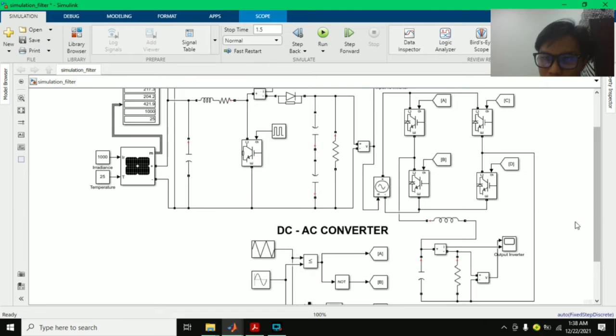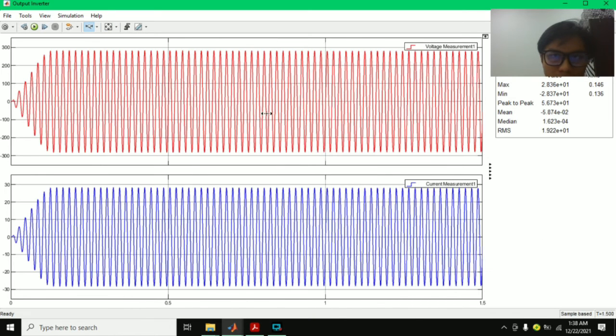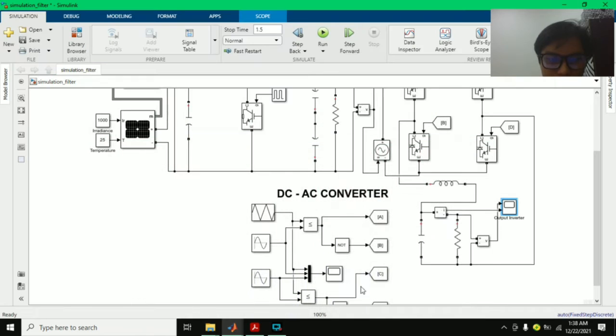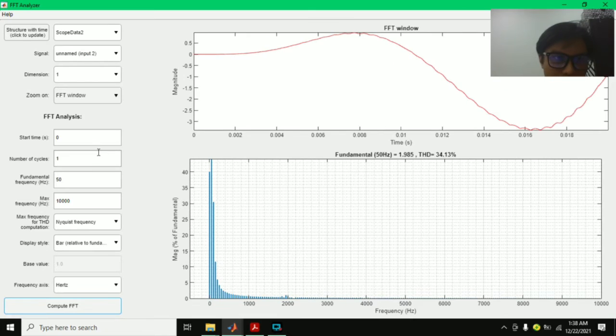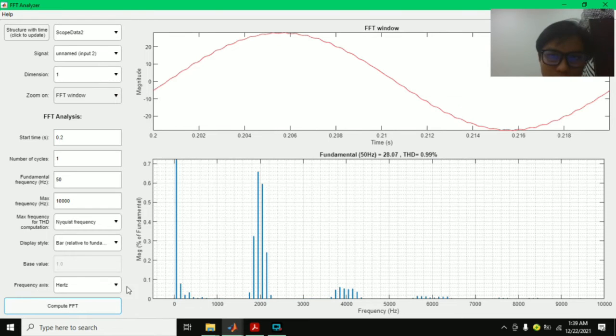So the stable wave starts from here, like here. The time is 0.14 seconds. At that time the wave is more stable. So I will start the time at 0.1 or 0.2 seconds. That's the start time from which we calculate the THD, because that is the more stable wave.